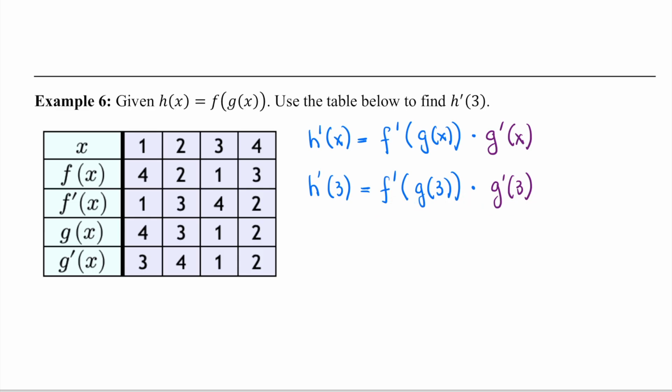First, we need to find the value of g of 3. When x is 3, what is g? From the table, when x is 3, g is 1. So we will replace g of 3 with 1. When x is 3, what is g prime? From the table, when x is 3, g prime is 1. So we'll replace g prime of 3 with 1.